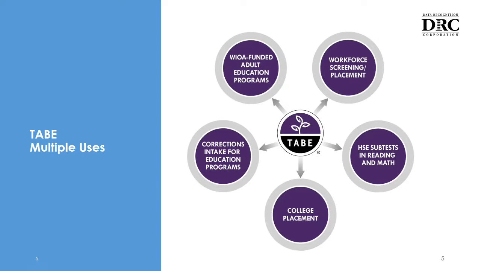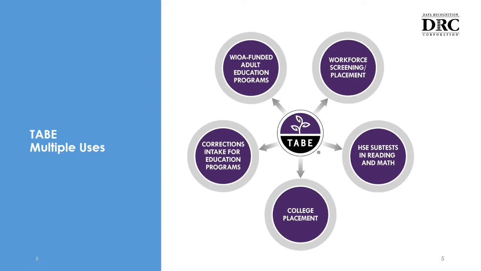They may use it for purposes of intake into technical programs. Some states use it as a reduced sentencing mechanism. I know in Indiana, if you get a certain score on TABE, you do get 6 months off your sentence. If you get your high school equivalency, then you get another 6 months off your sentence. So different states have different uses of TABE within the correctional setting.